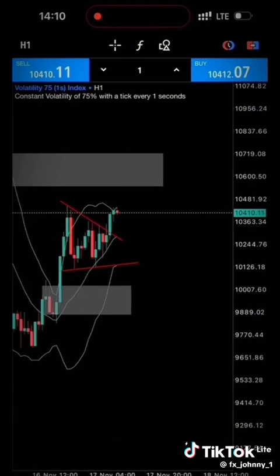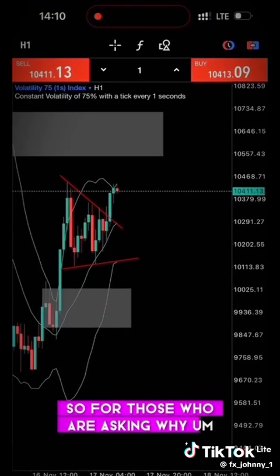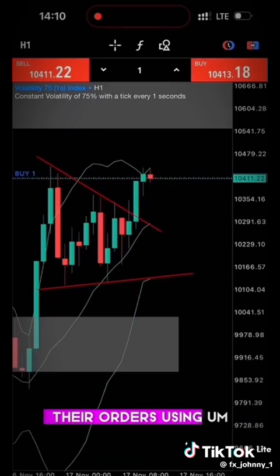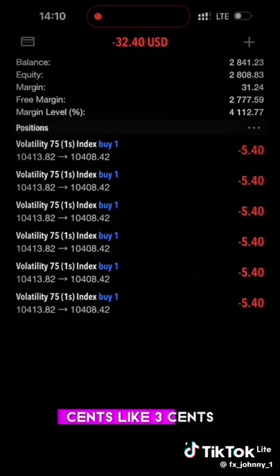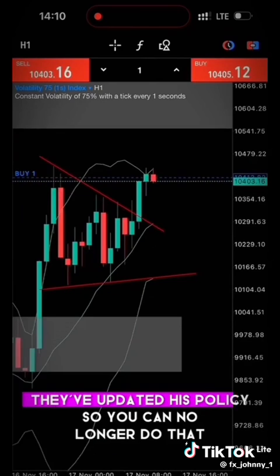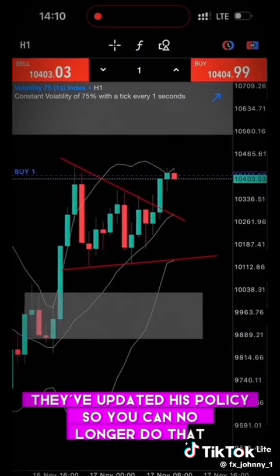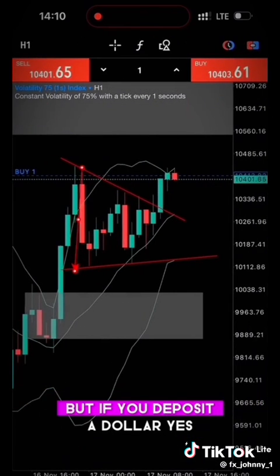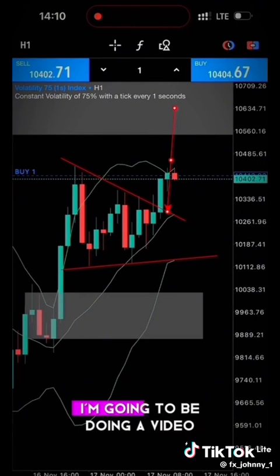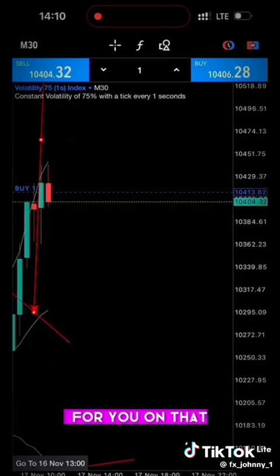Okay, so for those who are asking why Deriv no longer accepts their orders using cents, like 3 cents, 4 cents: as of 1 November, they have updated their policy, so you can no longer do that. But if you deposit $1, yes, it can still work. I'm going to be doing a video for you on that.